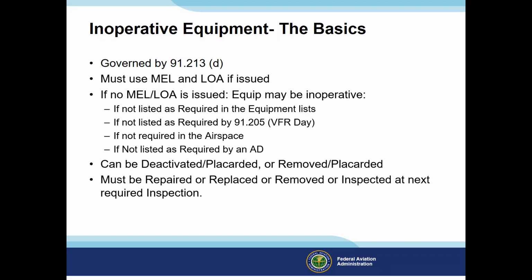The inoperative equipment cannot be listed as required by 91.205, which is VFR day conditions. The equipment cannot be inoperative if it's required in the airspace that you are operating in. And it can't be inoperative if it's listed as required by an AD. So if it meets all those criteria, the equipment can be deactivated and placarded, or removed and placarded, but it must be repaired or replaced or removed or inspected at the next required inspection.